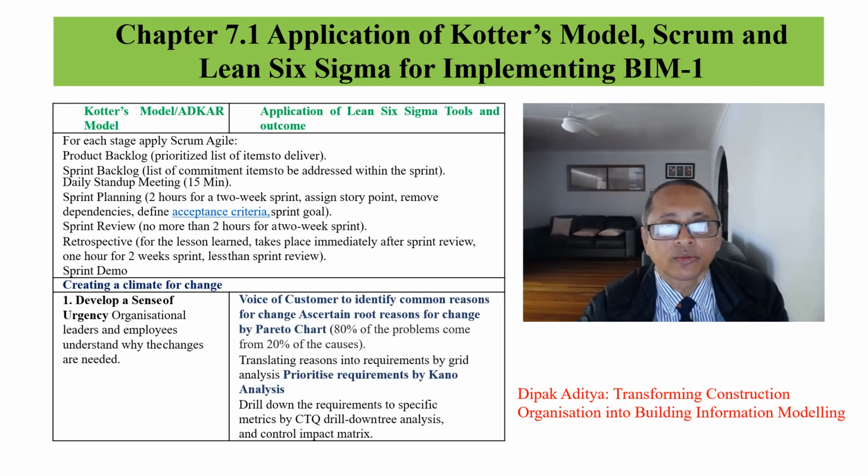The application of Kotter's change management model combined with ADKAR and Lean Six Sigma. Scrum is also applied. Scrum processes are repeated at every 8 steps. ADKAR is integrated with Kotter's step. Creating a climate for change covers 3 steps. Develop urgency, develop a coalition, and form a strategic vision and initiative. Coalition development and strategic vision formation are discussed in the next slide.